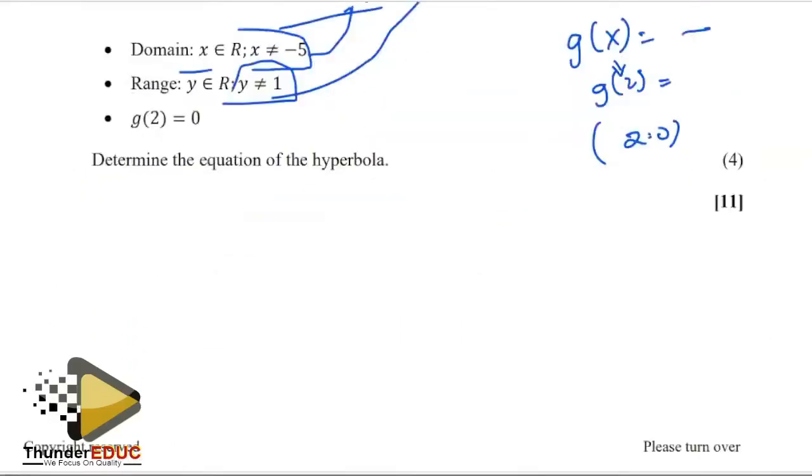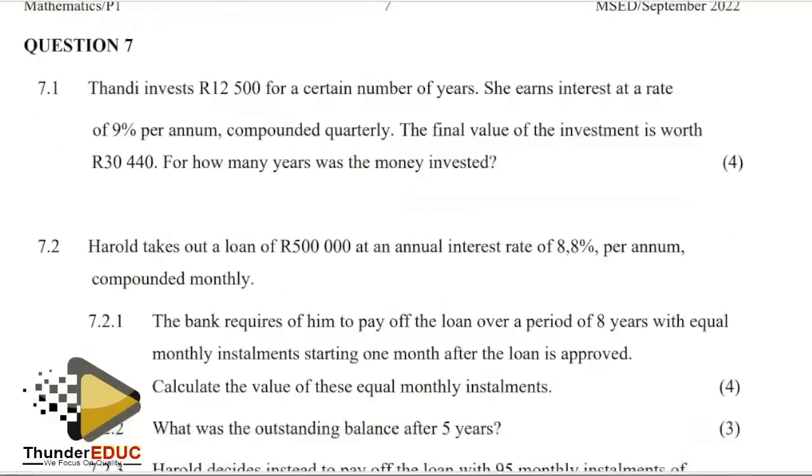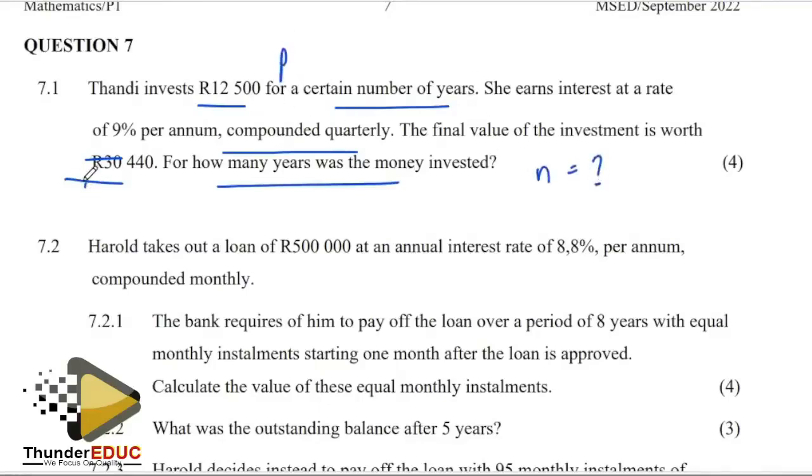Okay, let's look at this other one. What kind of finance questions were there? Tandy invests this much for a certain number of years. She earns interest at this rate compounded quarterly. The final value is this much after how many years? Now they're asking for the n. And they gave you the P. They've given you the A, because this is our A. That's our P, that's our n. And then just substitute. We have our i here. Substitute into the formula of compound interest, because this is just a lump sum.